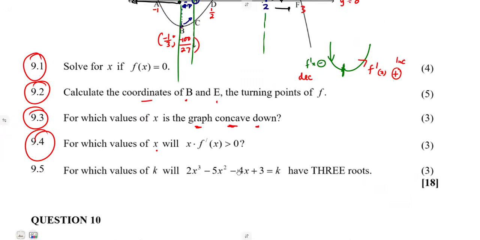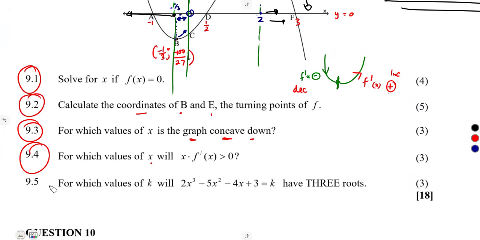This time, they're asking on 9.5, for which values of k will 2x cubed this and that equal to k have three roots? All right, so this is the type of question that they'll ask you: for which values of k will this have three distinct roots, three different roots. Three roots, they will be different since our f of x has got three different roots.